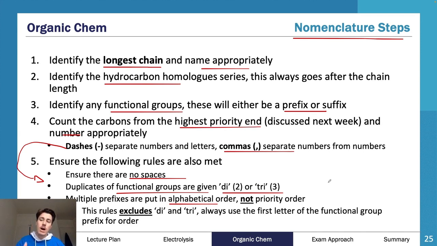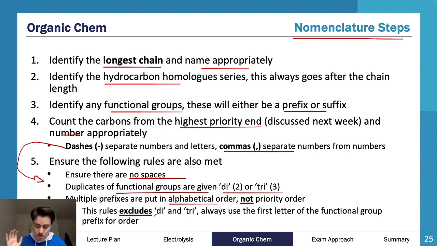Now, if you've got a di or a tri on something, like di-fluoro, the di doesn't count. You still go off the F. Or dichloro, you still go off the C. Dimethyl, you still go off the M. You don't count the di and the tri as part of your alphabet. Really important. But multiple prefixes must be in alphabetical order.